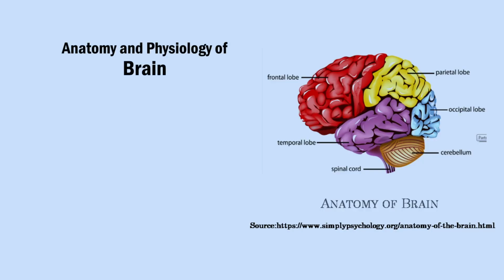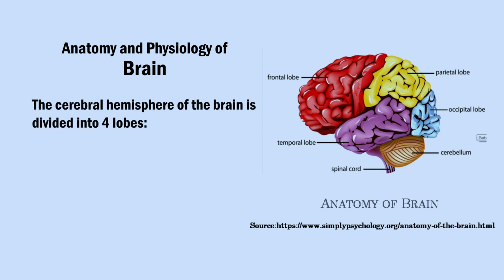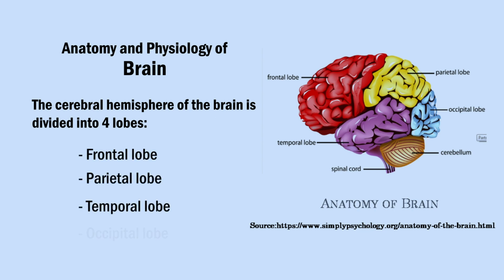The brain mainly consists of the cerebral hemisphere, medulla oblongata, cerebellum and brainstem. The cerebral hemisphere of the brain is divided into 4 lobes: frontal, parietal, temporal and occipital lobe. Each lobe has its own function.